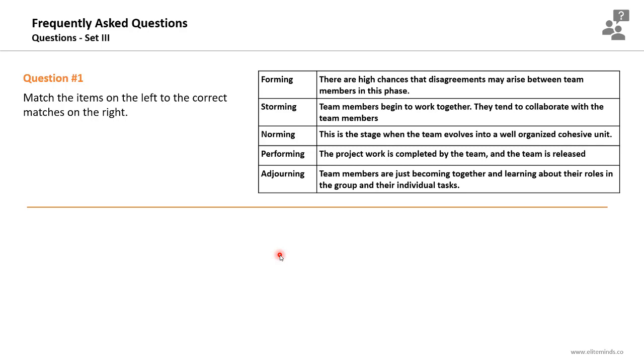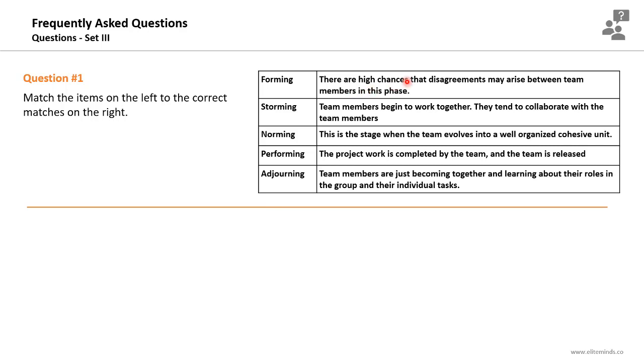The last set of the frequently asked questions in the PMP exam. Match the items on the left to the correct matches on the right. So those are the 5 stages of the Tuckman ladder, which you should expect at least 1 or 2 questions in the PMP exam about.